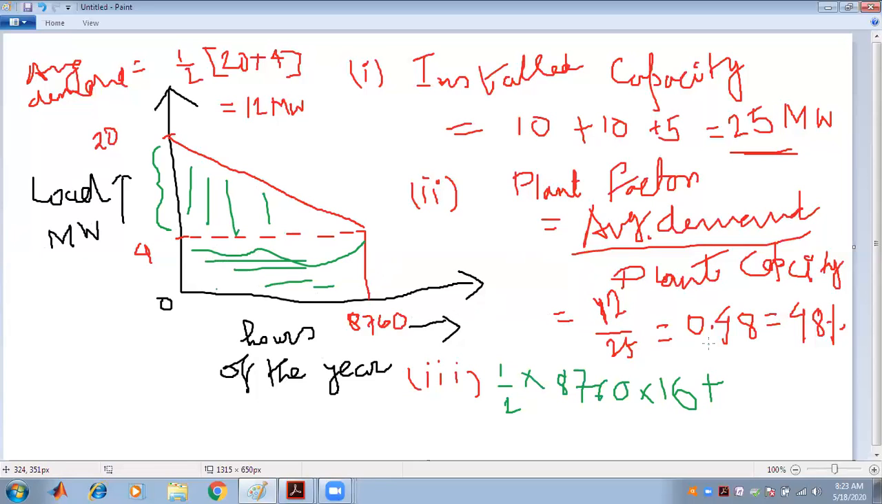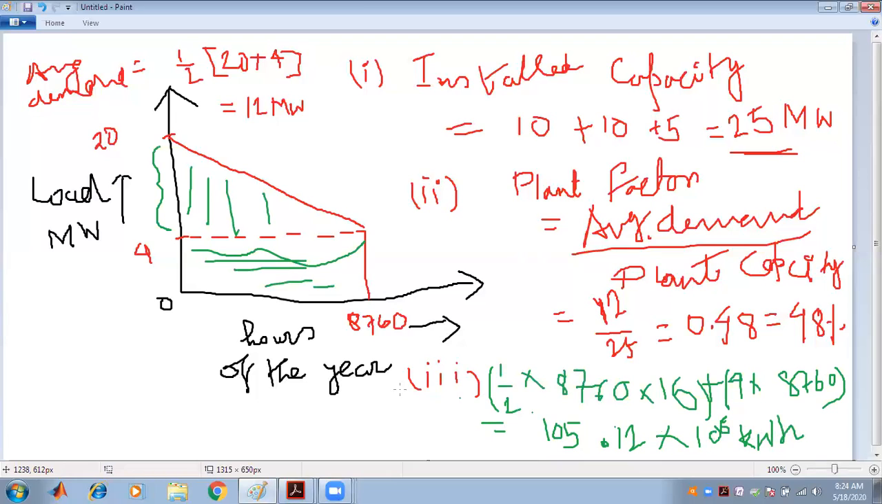Plus the area of the rectangle. It is 4 into 8760. If I convert it from megawatt to kilowatt, it will be 105.12 into 10 to the power 6. What is the unit? 10 to the power 6 kilowatt hour. So this is the total energy or heat generated per annum.